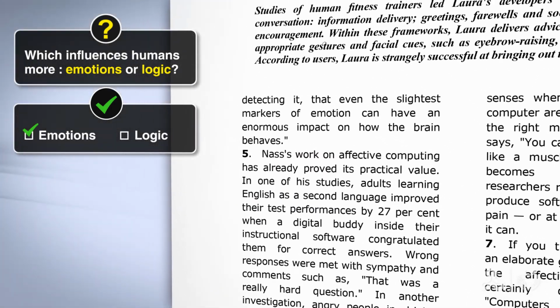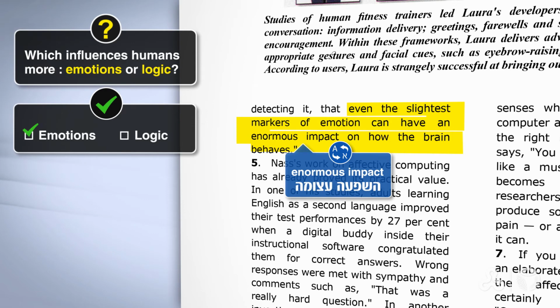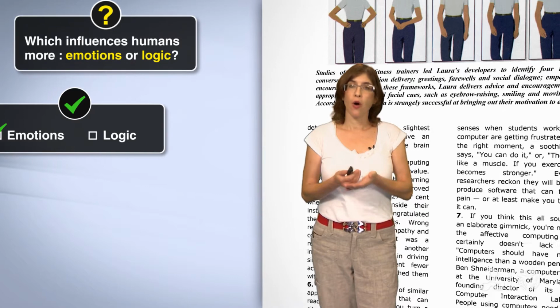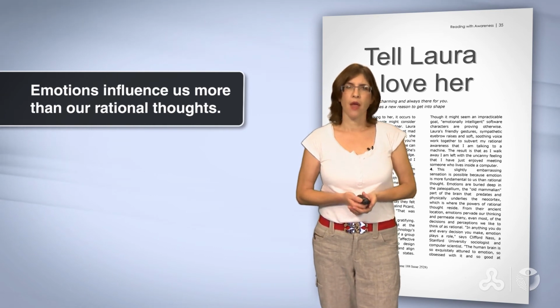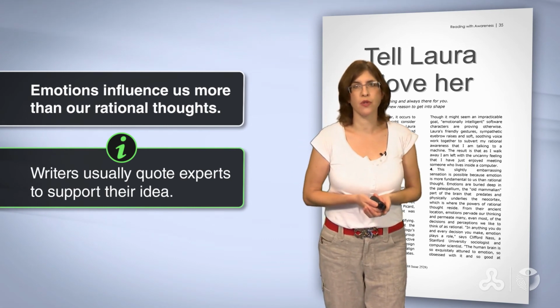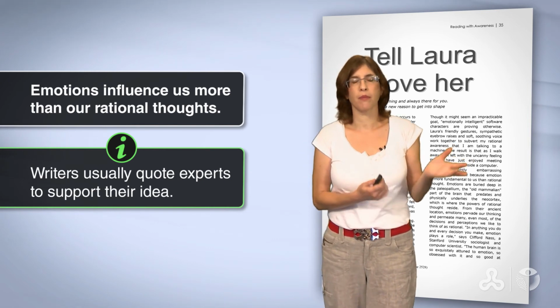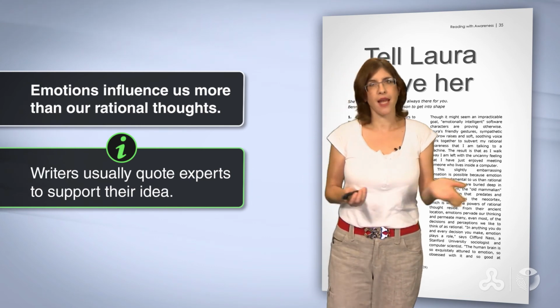Let's look for something clear that we can understand. Even the slightest markers of emotion can have an enormous impact on how the brain behaves. So, the whole paragraph has the same idea. Emotions influence us more than our rational thoughts. This is the main idea of the paragraph. Many times writers quote experts to support the main idea. הרבה פעמים הכותבים מצטטים מומחים לתמוך ברעיון המרכזי. In this case, it's Nass.